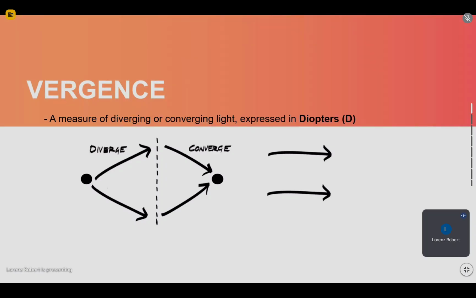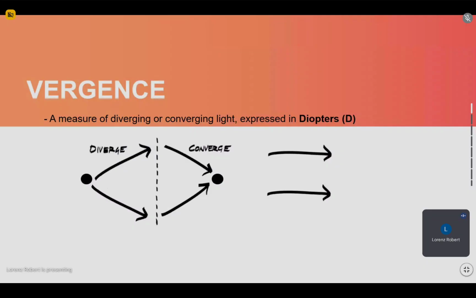So let's talk about vergences. This is a measure of converging or diverging light. When we talk about refraction, we talk about vergence. When light passes through an object, it is bent. When light passes through an optical system, it either is converged or diverged based on the type of lens used.